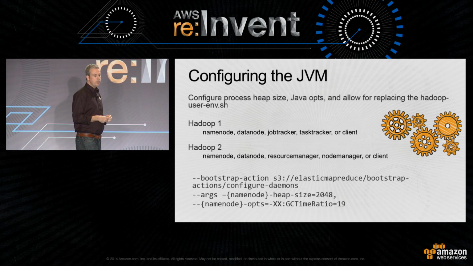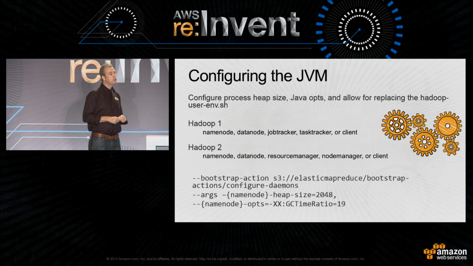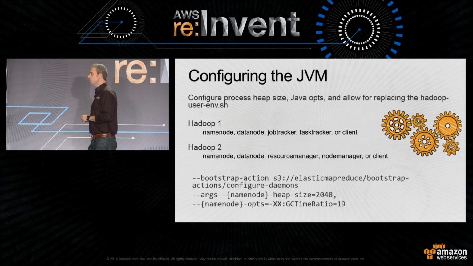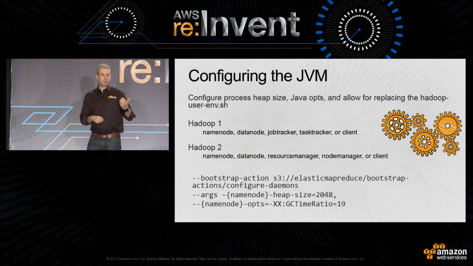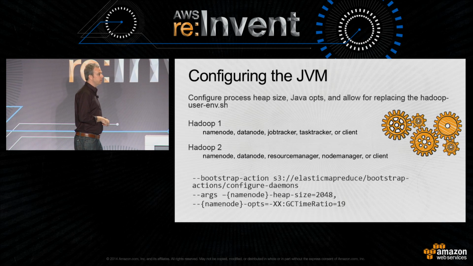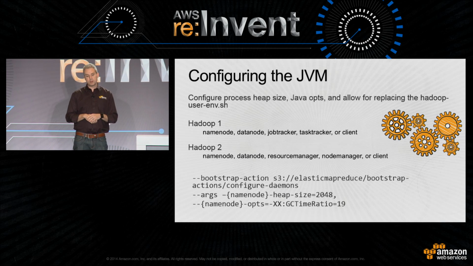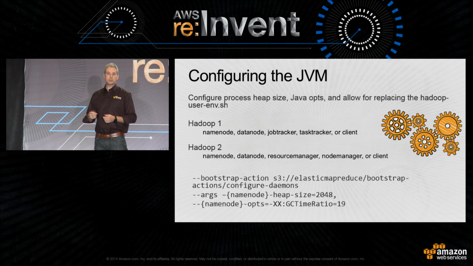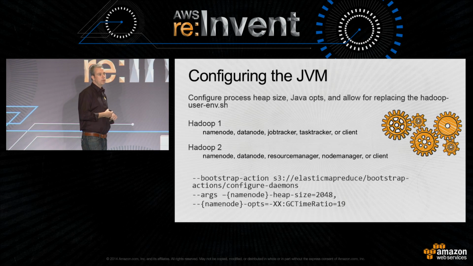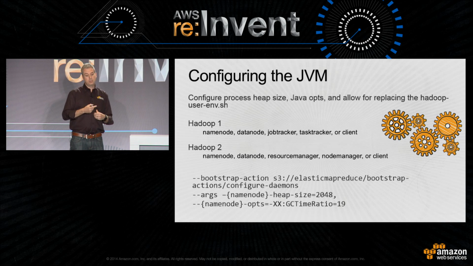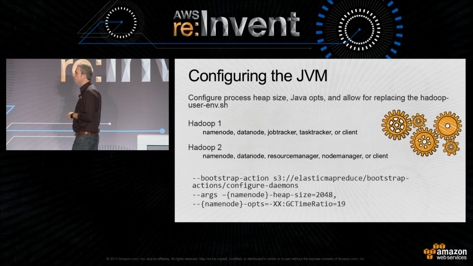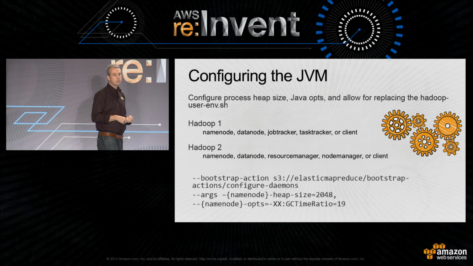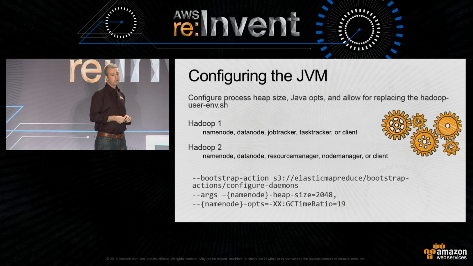You can use the configure daemons bootstrap action to change the properties of the JVM. The question is, which JVM? You supply the name of the JVM that you want to configure, and they vary between Hadoop 1 and Hadoop 2. And then you can supply options that you would typically supply when you run the Hadoop command. And here you can see that we're setting the GC time ratio to 19, and we're decreasing the heap size, for example, of the name node to 2 gig.